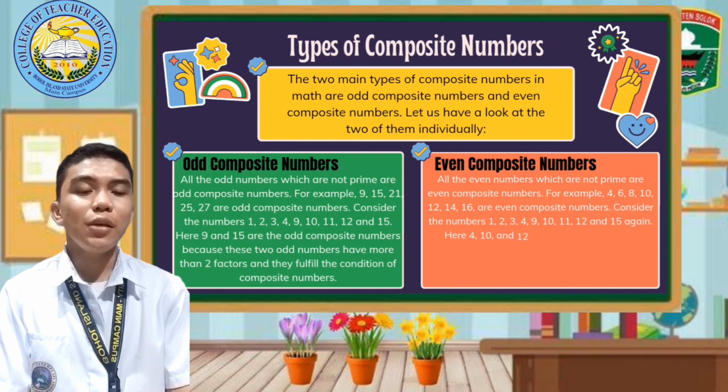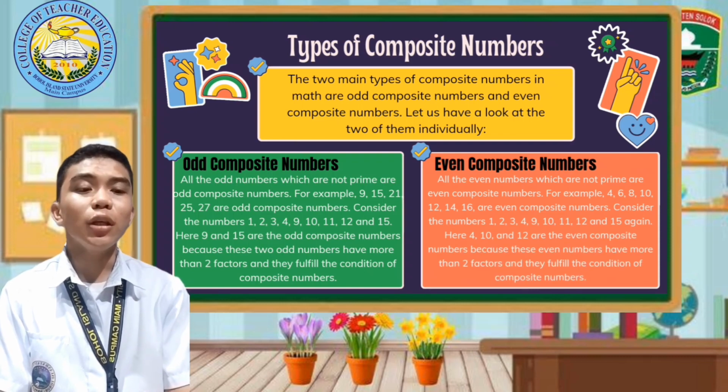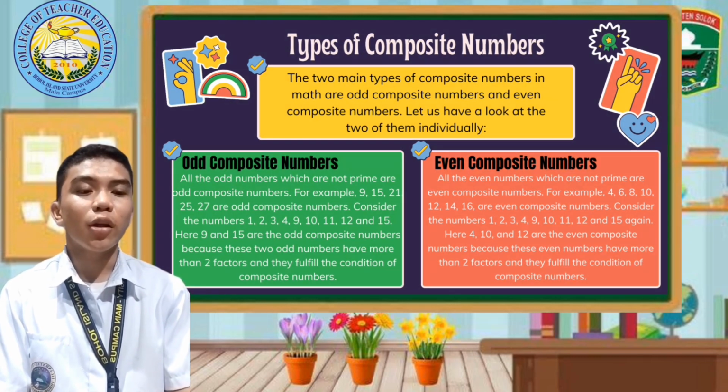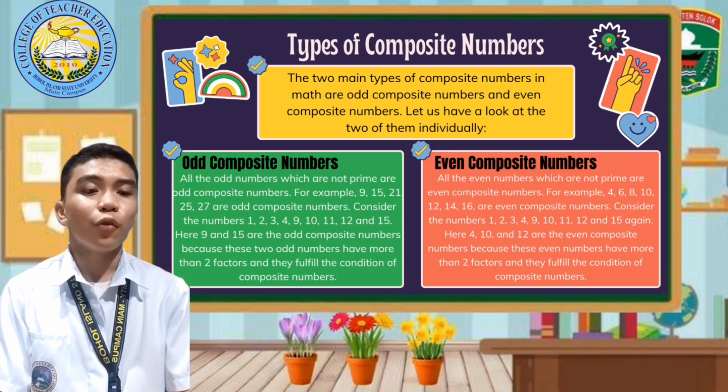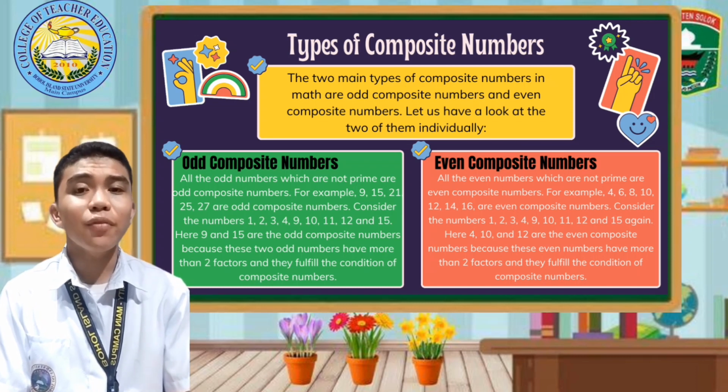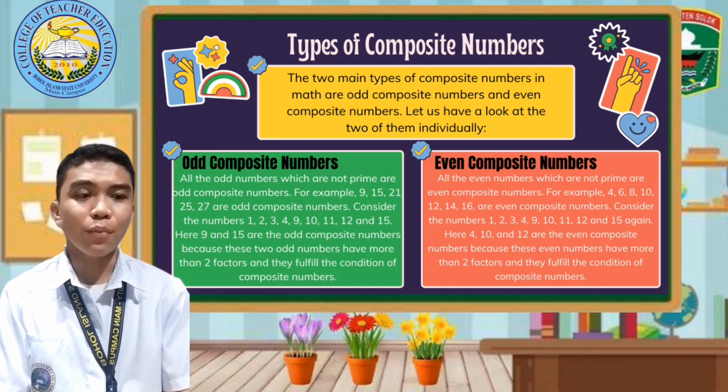Second, even composite numbers. All the even numbers which are not prime are even composite numbers. For example, 4, 6, 8, 10, 12, 14, and 16 are some examples of even composite numbers.